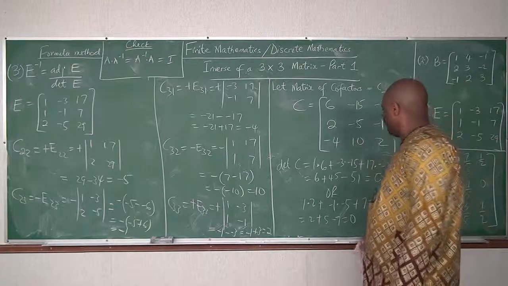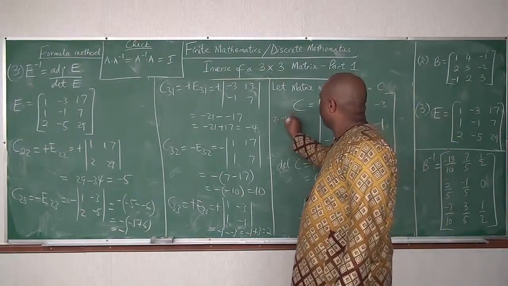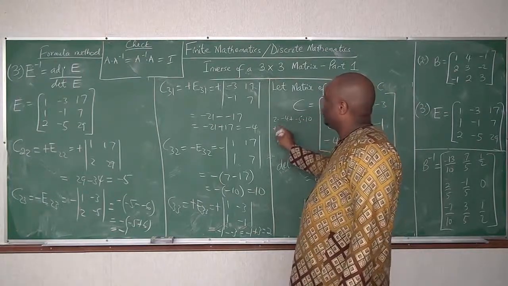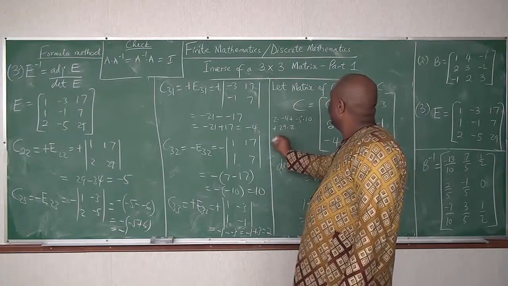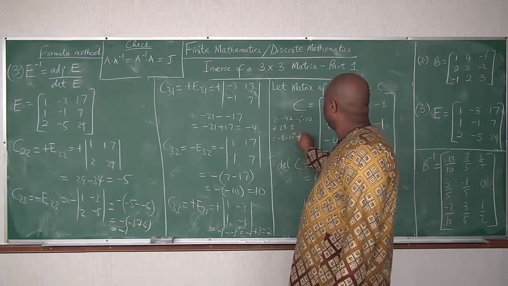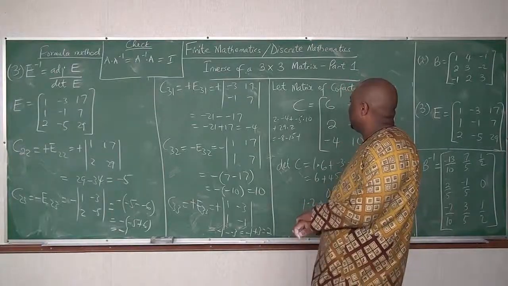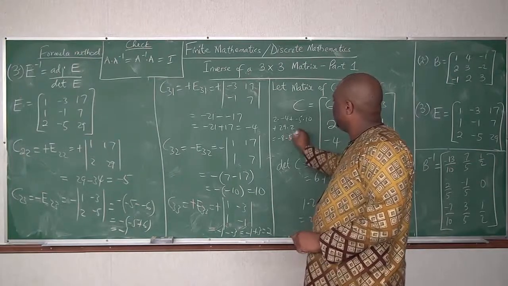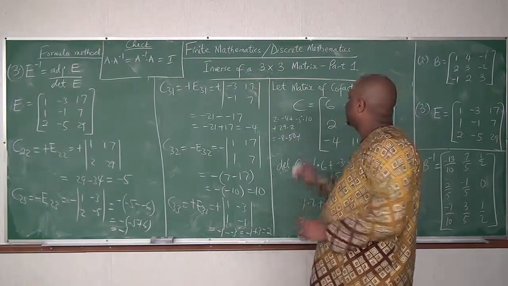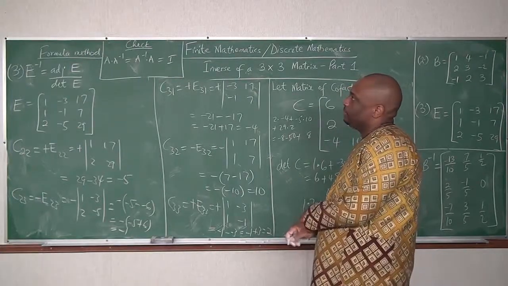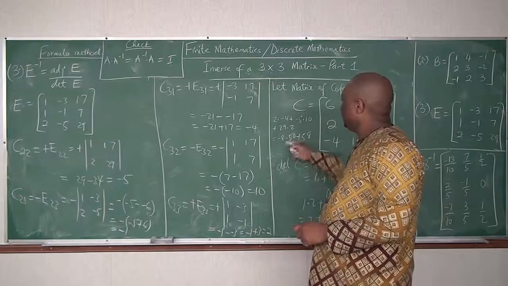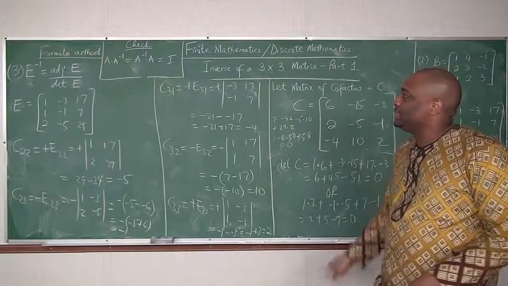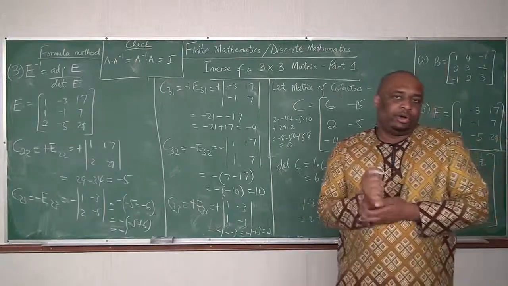And then for the third one, what we got? 2 times negative 4 plus negative 5 times 10 plus 29 times 2, which is negative 8, negative 50, my bad, plus 58. So negative 58 plus 58 is still 0. So we are right. Because the determinant is 0, it is a singular matrix or non-invertible matrix.